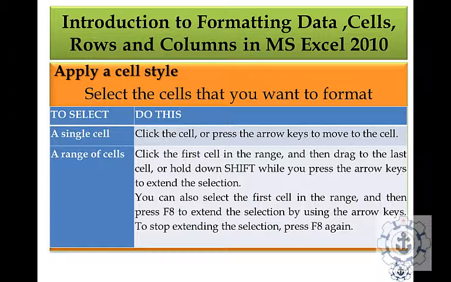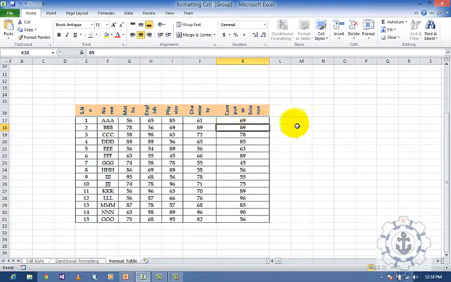Okay, and before that, if you want to apply a cell style, you have to follow this. To select a cell, click the cell or press the arrow key to move to the cell, right? For example, if you want to select a cell, you click it or use the arrow key to move to it.